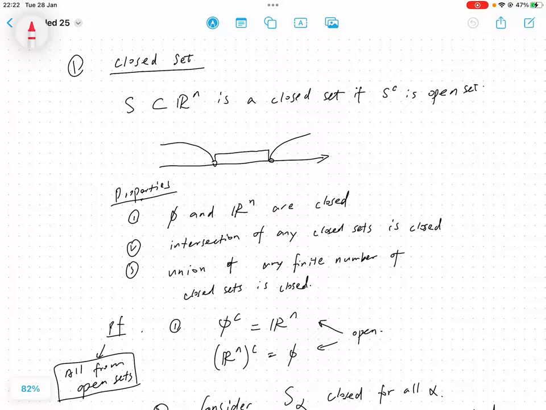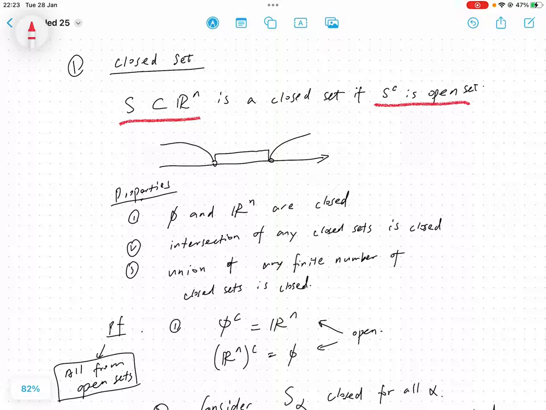Hi. So today in this video, we're gonna continue our discussion on the sets. Okay, and we're gonna introduce the closed set and later also introduce the notation for the sequence and the limit. Okay, so we say that a set S, as a subset of the n-dimensional Euclidean space, is closed if the complement of S is open.